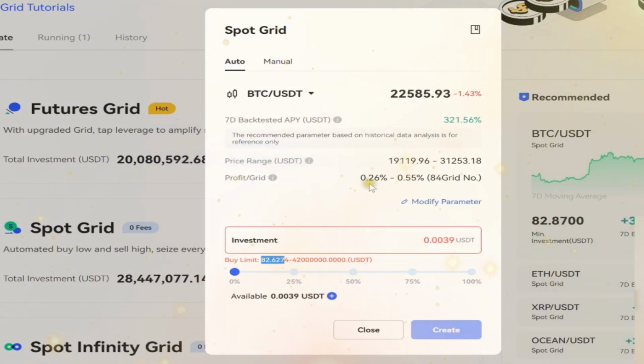Here, for example, the grid and the profit are defined: 84 grids, and the price range is going to be from $19,000 to $31,000. These are the prices in which this bot is going to operate. So while Bitcoin is between $19,000 and $31,000, this bot is going to keep working. When the price of Bitcoin breaks any of these parameters, the robot is going to stop. So it's going to stop generating new orders and new trades.